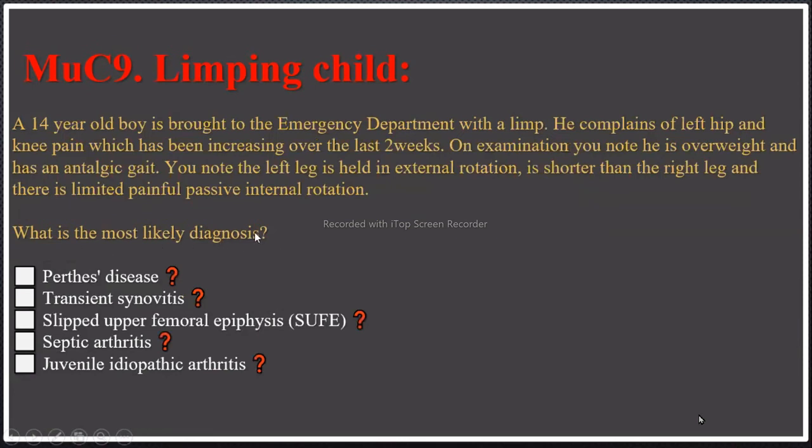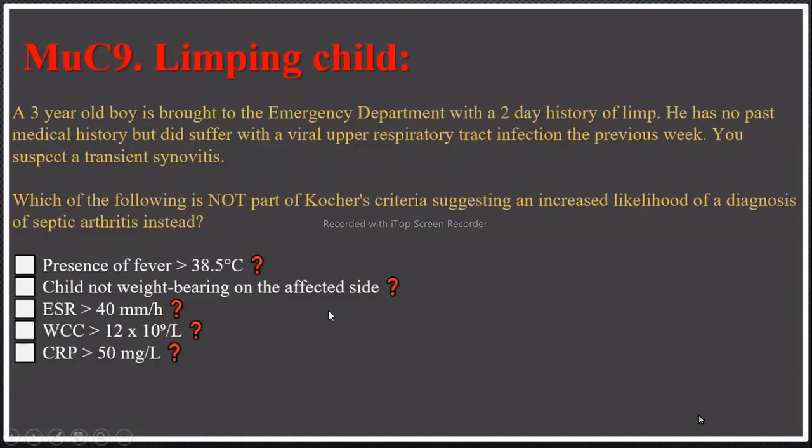Most likely diagnosis? Septic arthritis until proven otherwise, more than 10 years. CRP more than 50. Which is not part of the criteria? CRP, the last option.